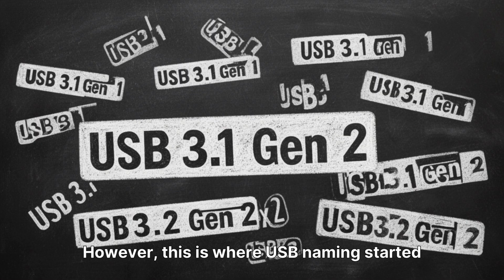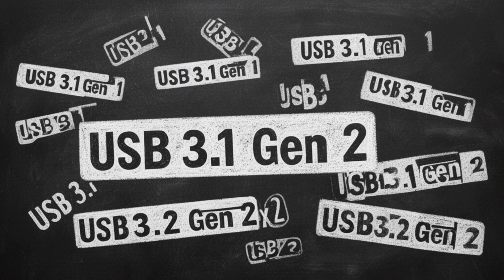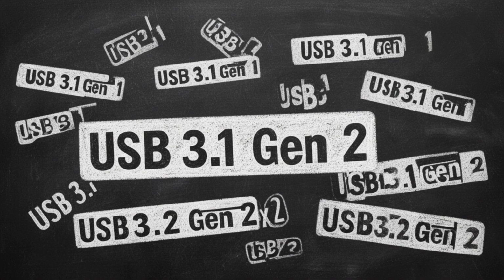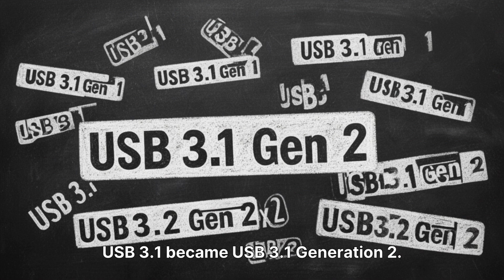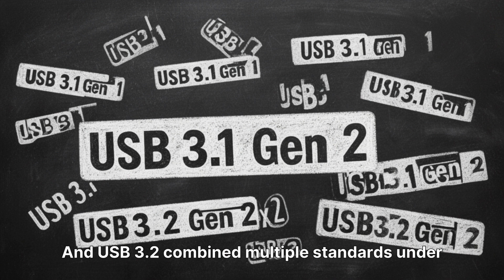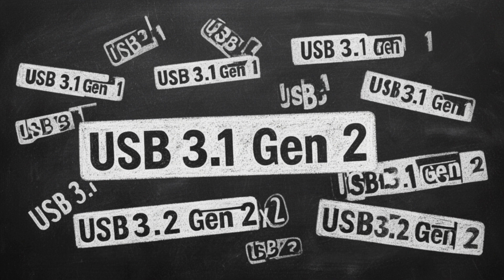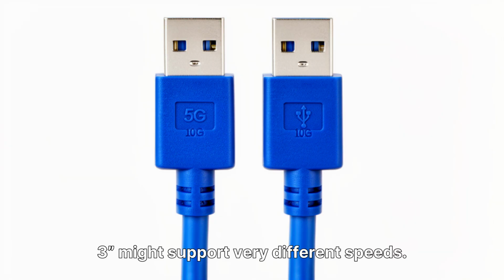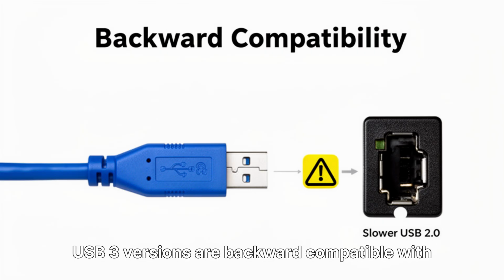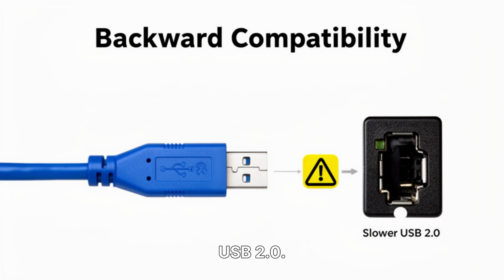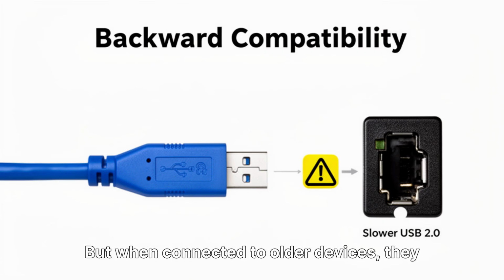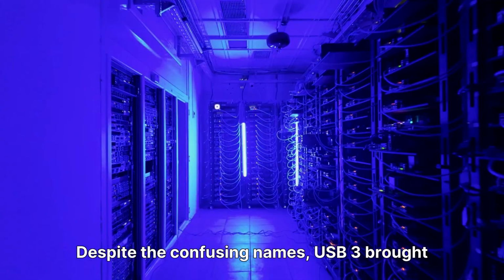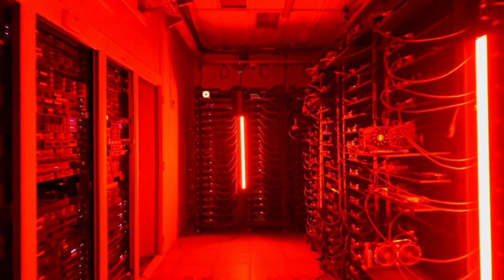However, this is where USB naming started to become confusing. USB 3.0 was later renamed USB 3.1 Generation 1. USB 3.1 became USB 3.1 Generation 2. And USB 3.2 combined multiple standards under one name. As a result, two cables labeled USB 3 might support very different speeds. USB 3 versions are backward compatible with USB 2.0. But when connected to older devices, they fall back to lower speeds. Despite the confusing names, USB 3 brought massive improvements in speed and efficiency.